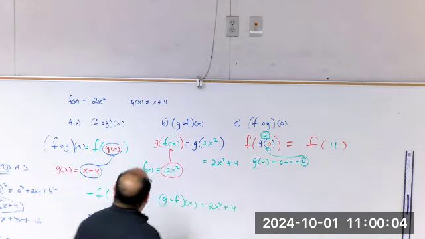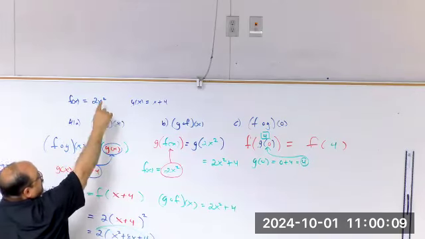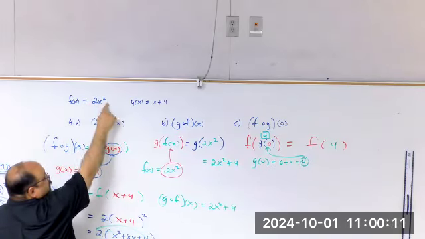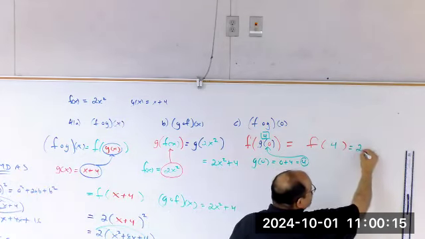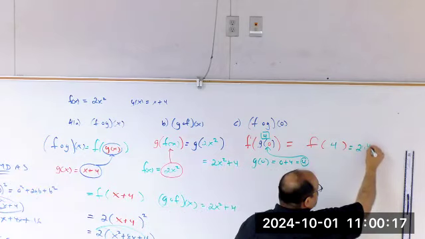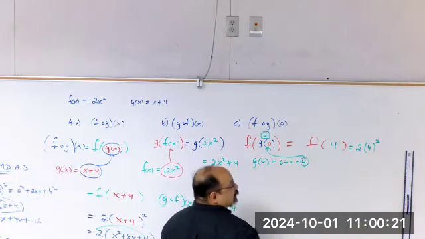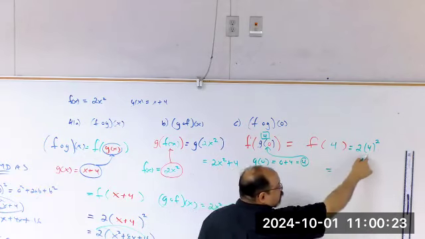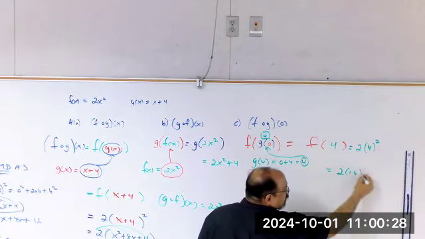Now plug 4 into the f function. Whatever goes in, it's 2 times that thing squared. So substitute: it's 2 times this 4 squared. What do I have to do first? Exponent, 4 squared is 16. So that's 2 times 16, which is 32.